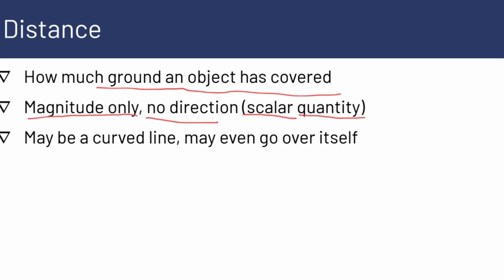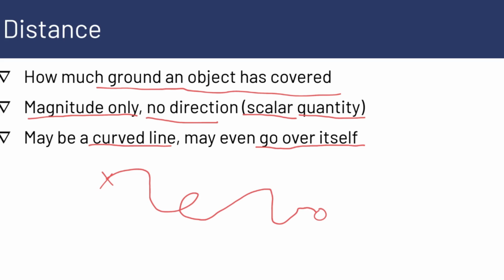And distance may be a curved line, and it may even go over itself. It's not really that important. You start here, you end up here. You can take this kind of curvy path this whole way, tracing this whole path. That's the distance. Notice that we went over the path. We crossed over where we started here. We crossed over this part. It doesn't matter. Distance is the entire ground, how much ground you covered.